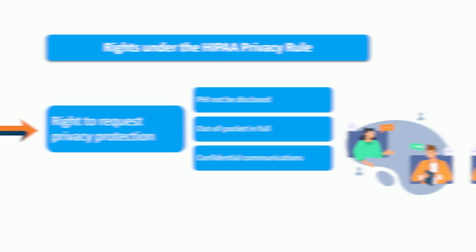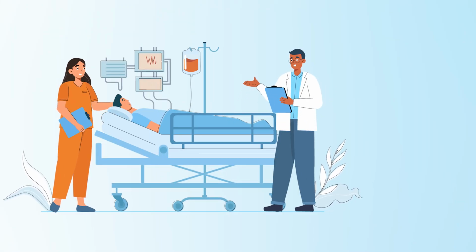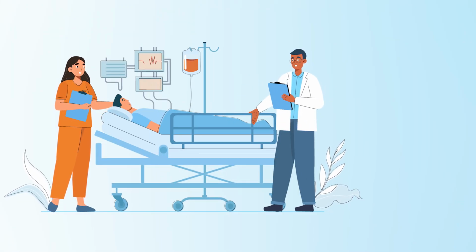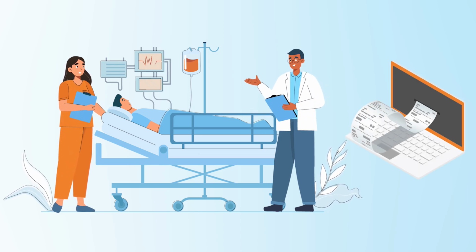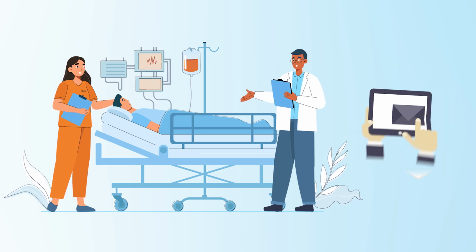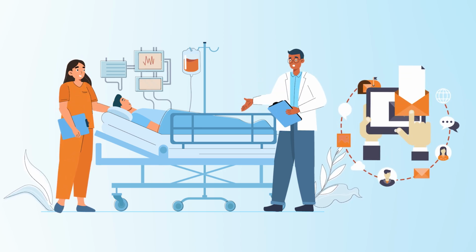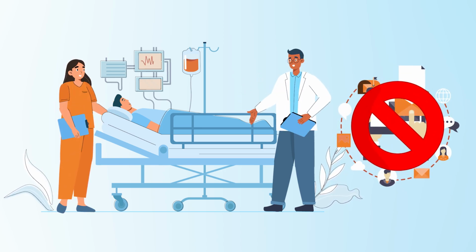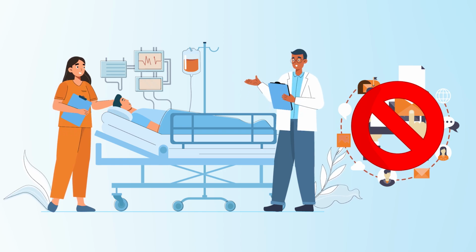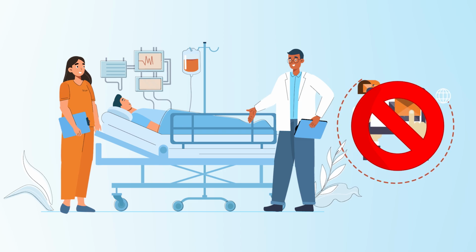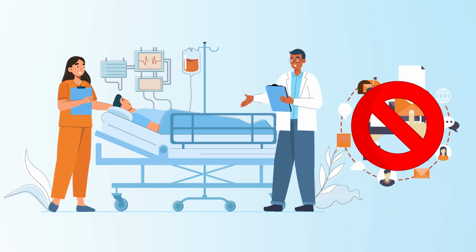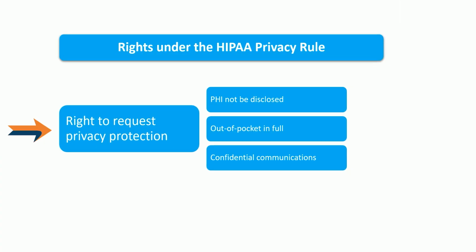For example, imagine a patient at Green Valley Clinic who undergoes a sensitive medical procedure and pays for it out of pocket. The patient requests that the clinic does not disclose information about this procedure to their health insurance. In this case, the clinic must comply with this request, ensuring the patient's privacy is protected according to his or her wishes. And there you have it.